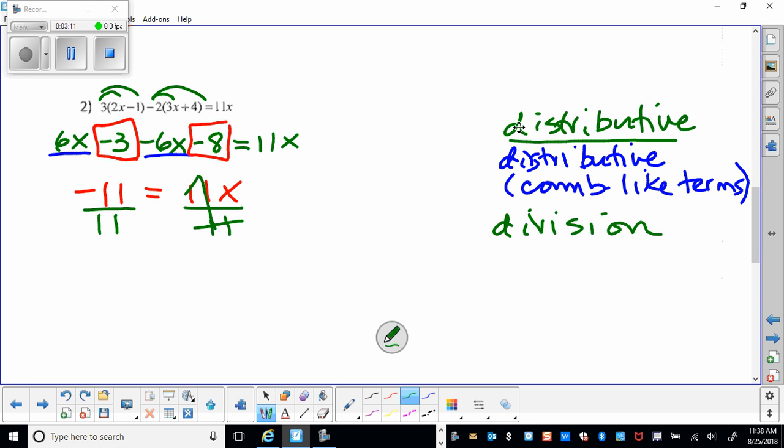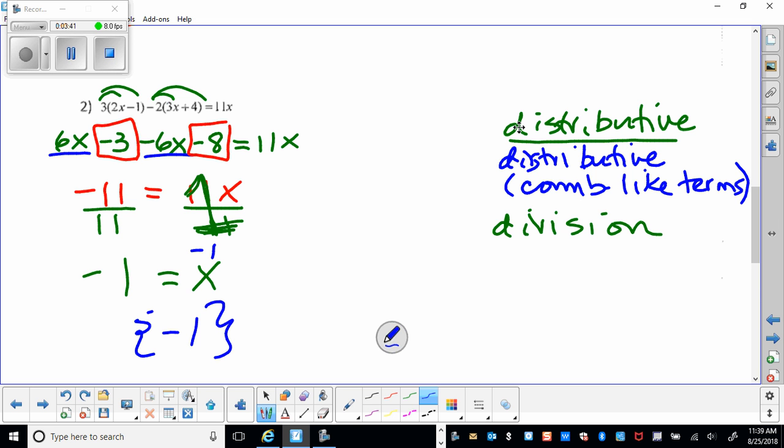One number divided by itself is 1, and then 1 times x, that's the identity property. 1 times x is x, right? That's the identity property, anything times 1 is that same thing. And then negative 11 divided by 11 is negative 1. And now I've got x by itself, so it's really easy to see that the solution to this equation would be negative 1. Right? X has to be negative 1.